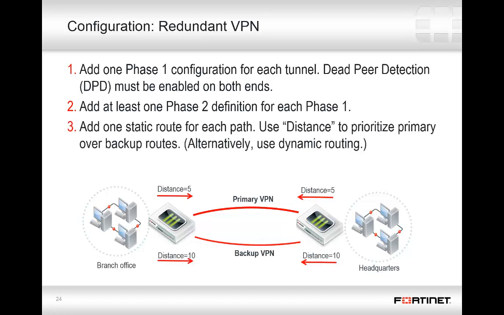Finally, configure firewall policies to allow traffic through both the primary and the backup VPNs. Since these are interface-based VPNs, at least 2 firewall policies are required per VPN, one for each direction.